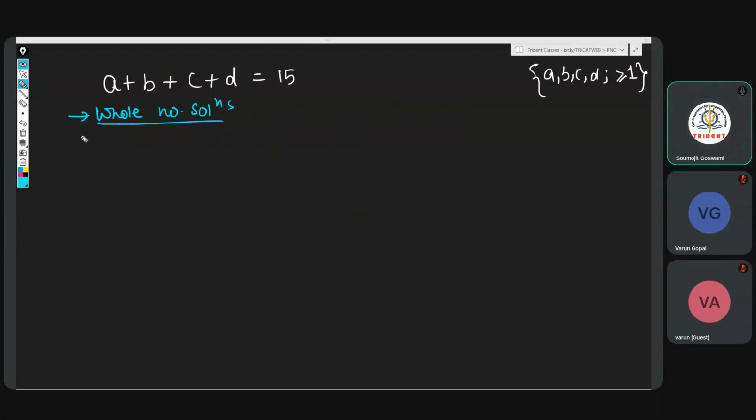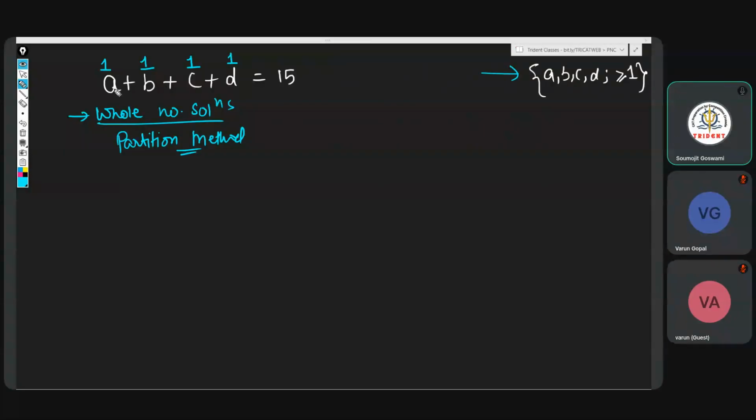And actually, my dear friends, the whole number solution method is nothing but the partition method, right? The problem is that if I use them as whole numbers, I will violate the condition. The condition is that all of them have to be greater than or equal to 1. So A could be 2, 3, 4, 5, 6, and so on, infinite. But it has to be a minimum of 1. B also could be 1, C also could be 1, and D also could be 1.